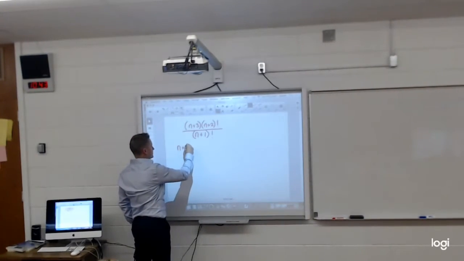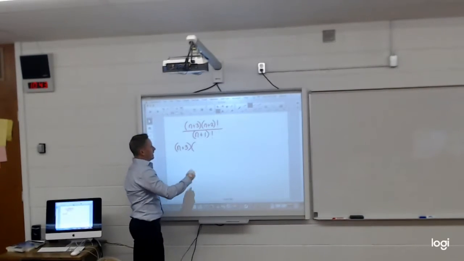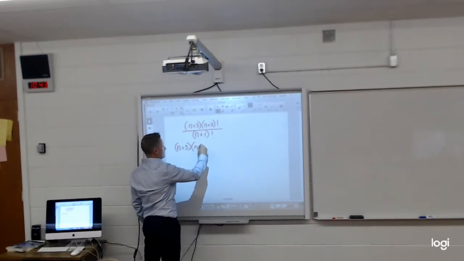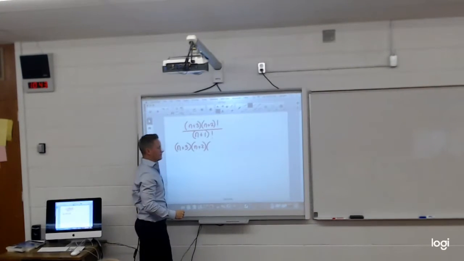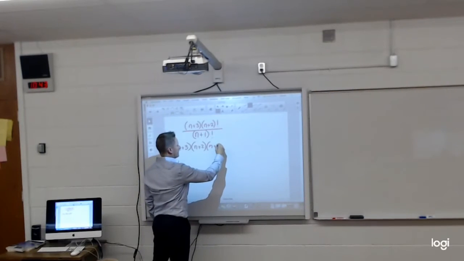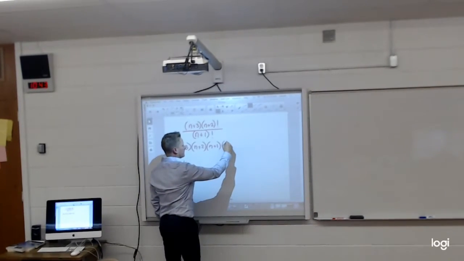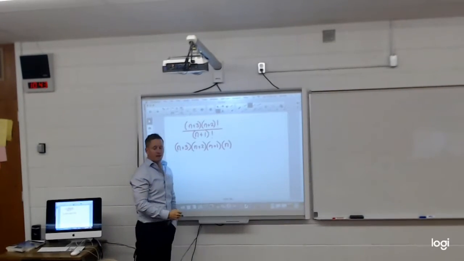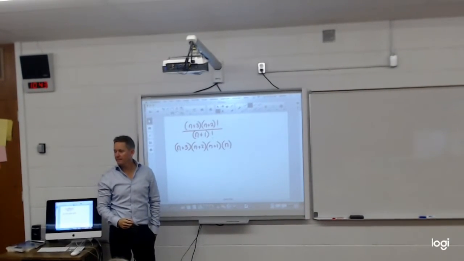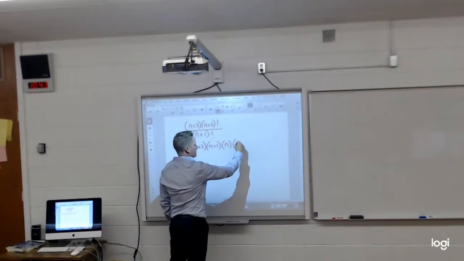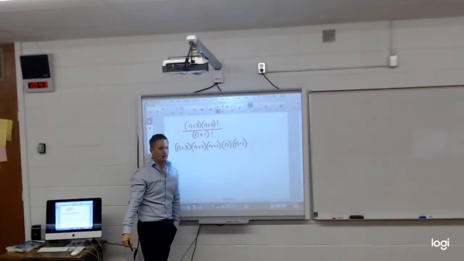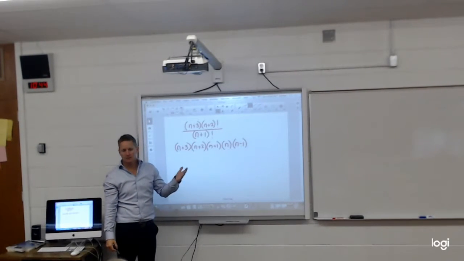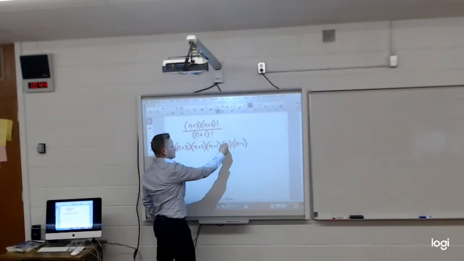I have n plus 3. How do I write out n plus 2 factorial by expanding it? So I've got n plus 2. What's the next number? N plus 1. And then it would be n, right? And then it would be n minus 1. I'm just subtracting 1 off of each of these, right? That's all I'm doing.